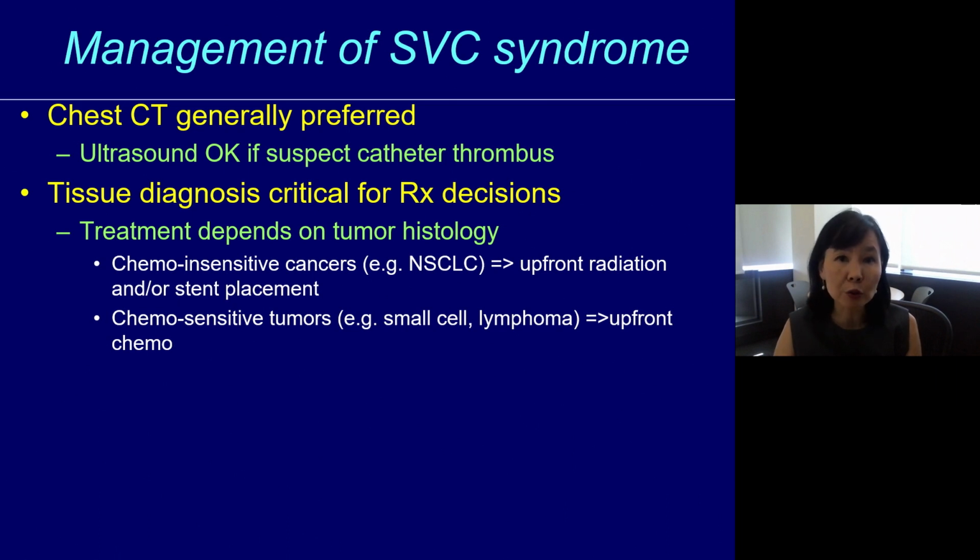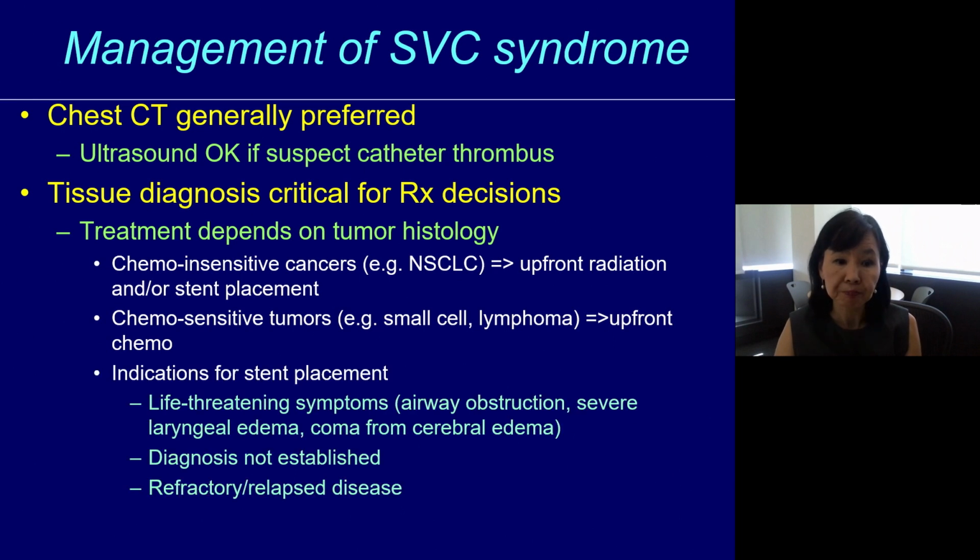So this is another reason: we're assuming this person had lung cancer because of the pack-year smoking history, but we actually don't know, is it small cell or non-small cell? And we would think of those two very differently in terms of the likelihood of stent placement.